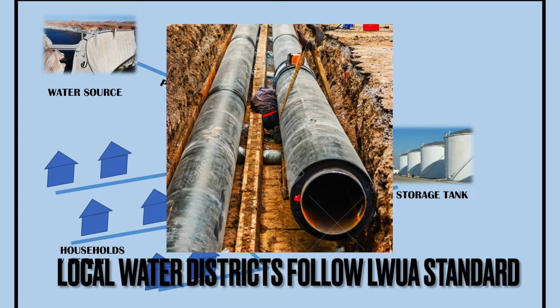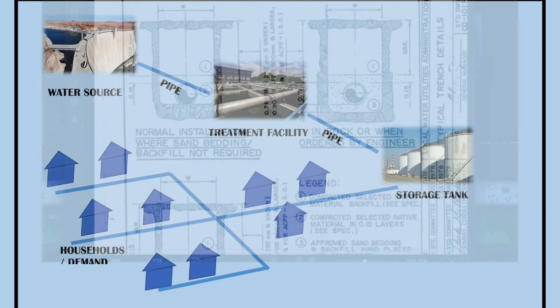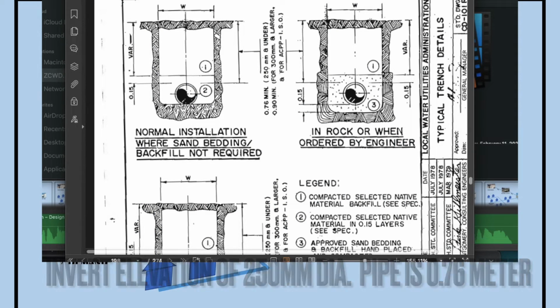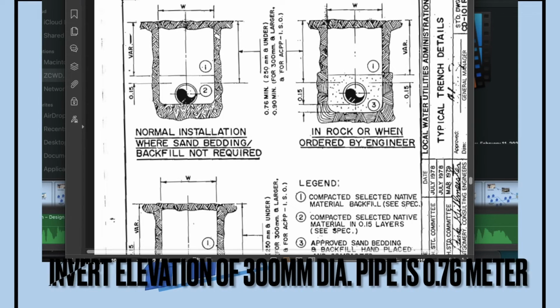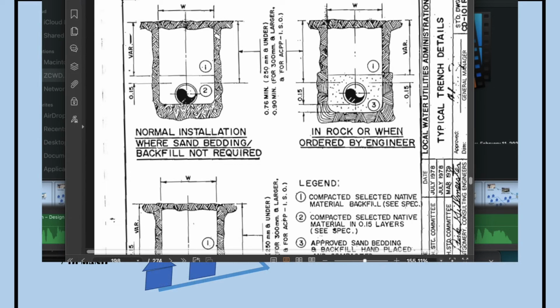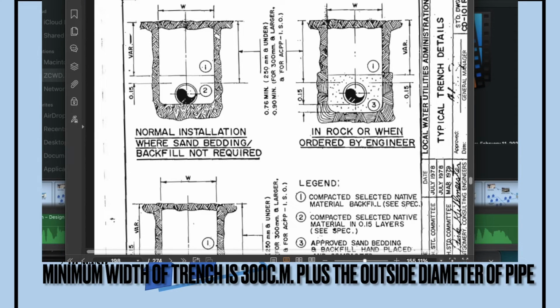The depth or invert elevation of pipe for diameter 250 mm and below is 0.76 meter. For diameter 300 mm and above, the invert elevation is 0.90 meter. The minimum width of trench is 300 cm plus the outside diameter of pipe.